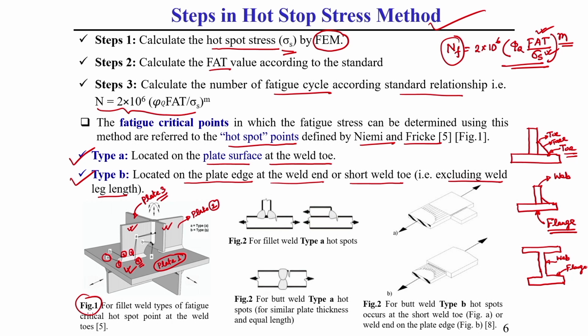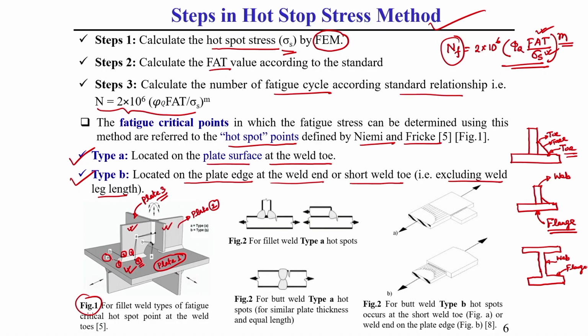Similarly, point 3 is located on a different plate, generally called one of the web plates, point 3. This point 3 is also type A, as it is located on a plate surface. This plate surface can be web or flange, it does not matter. What I am telling you is, if the toe is located on the surface of any plate, that is generally called a type A hot spot point. This you should keep in mind.